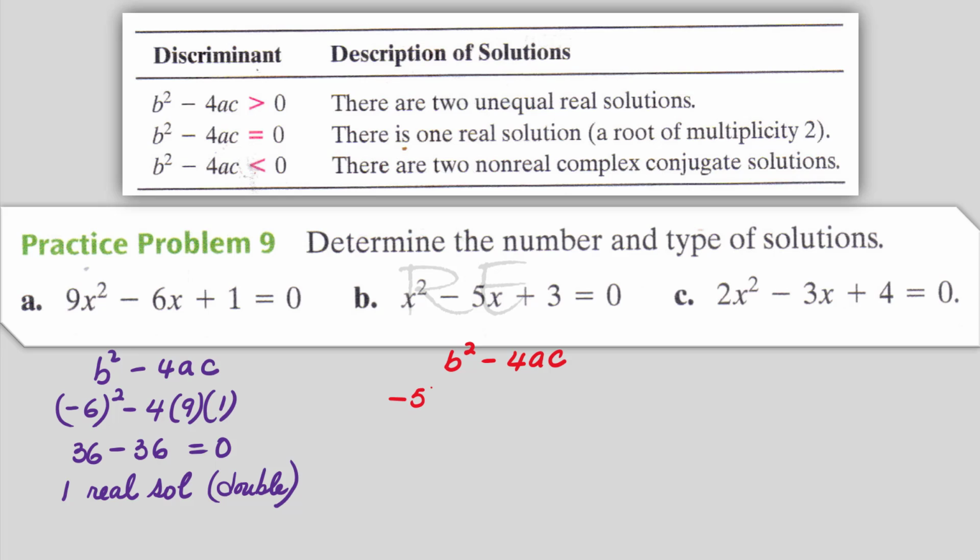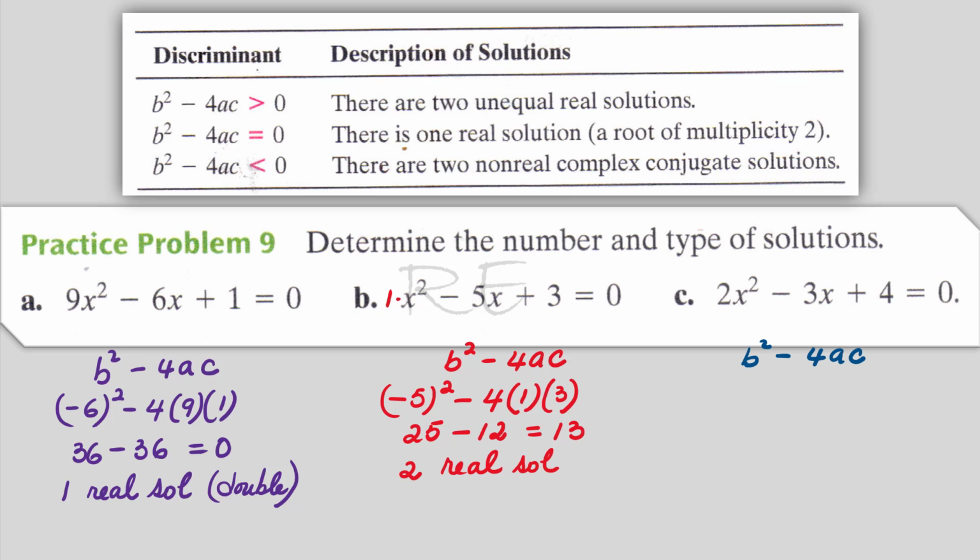b squared minus 4ac will be negative 5 squared minus 4 times 1 times 3. Negative 5 squared is 25. 4 times 1, 4 times 3, 12. 25 minus 12 is equal to 13. Two unequal real solutions.